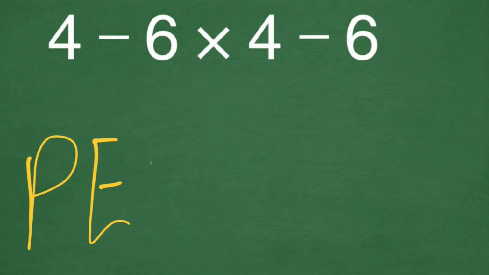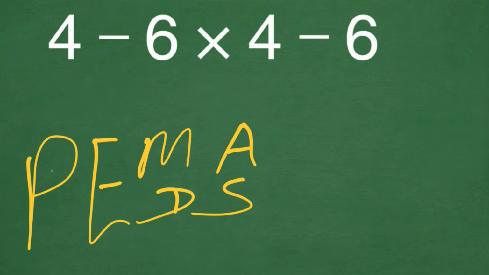here. So according to the rule PEMDAS, P stands for parenthesis, E stands for exponent, M and D stand for multiplication or division, A and S stand for addition or subtraction. According to this rule, the first thing we need to solve is parenthesis, right? Parenthesis is priority number 1, and the second thing to solve is exponent.